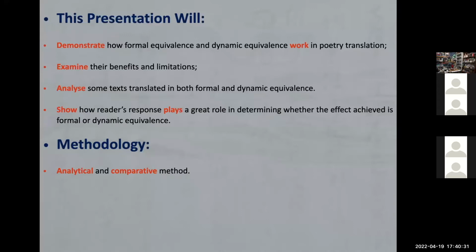So we'll try in this PPT to demonstrate how formal and dynamic equivalence work in translation, to examine their benefits and limitations, and to analyze a Chinese poem translated into English, in several versions, and also to show the reader's response and how to analyze it. The methodology will be the analytical and comparative method. This is the poem, Jing Ye Si. Of course, it's a very famous poem. You all know it by heart. This is the poem we are going to discuss and analyze today.